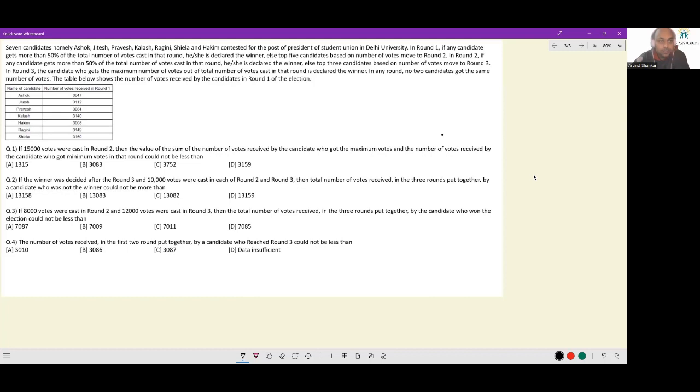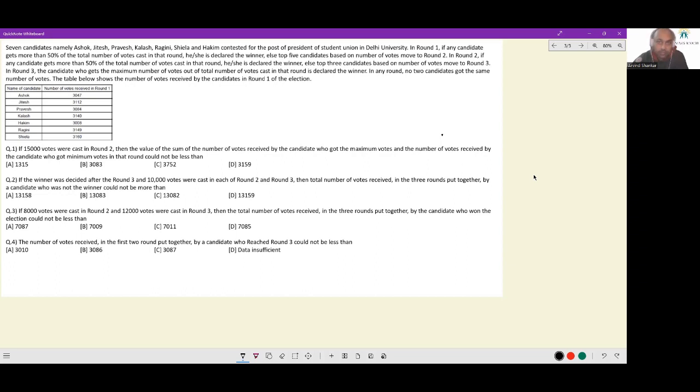Let's look at this set. 7 candidates, namely Ashok, Jitesh, Pravesh, Kalash, Ragini, Sheila, and Hakim, contested for the post of President of the Student Union in Delhi University. In round 1, if any candidate gets more than 50% of the total number of votes cast in that round, he or she is declared the winner.